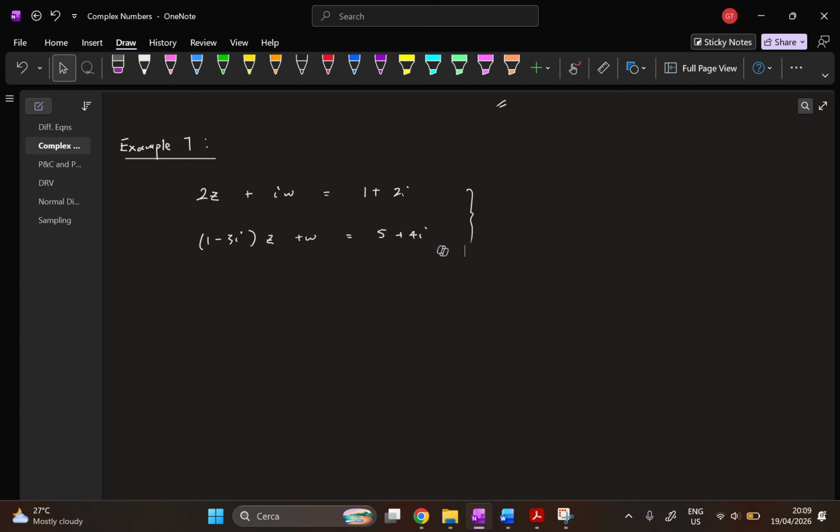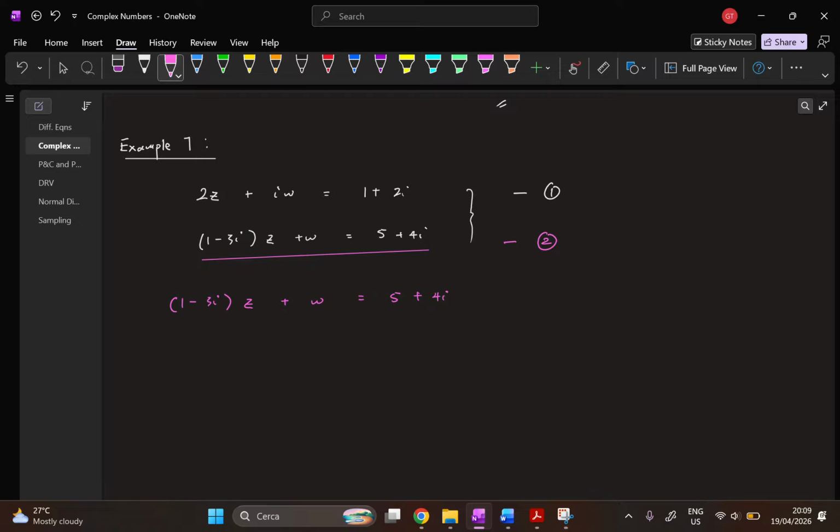Okay, it works the exact same way as with real numbers. So I have these two equations, right? Let's label them, okay? Let this be equation 1, let this be equation 2. So I'm going to work from equation 2, okay? So let this be equation 2. Now, if I have 1 minus 3i z plus w equals to 5 plus 4i. So in this case, they are very tame already. They've saved us a bit of manipulation by allowing both our unknowns to be on one side.